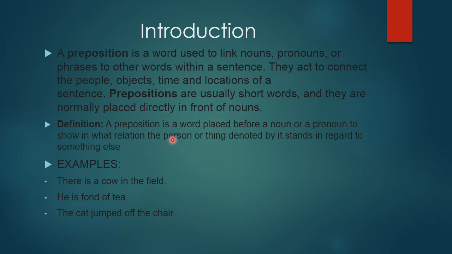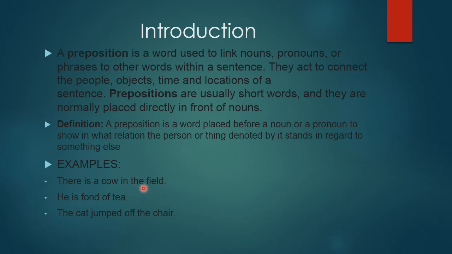If I go to the first example here, there is a cow in the field, right? There is a cow. What is the noun here? Are you understanding? The definition says prepositions are short words and they are normally placed directly in front of nouns. So a cow is a noun here. In is the preposition. So have you understood this?